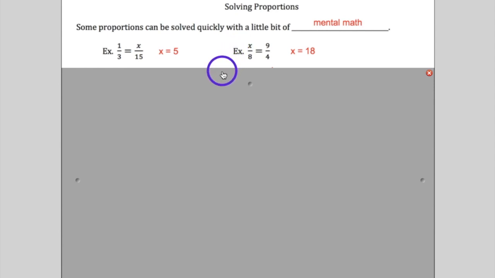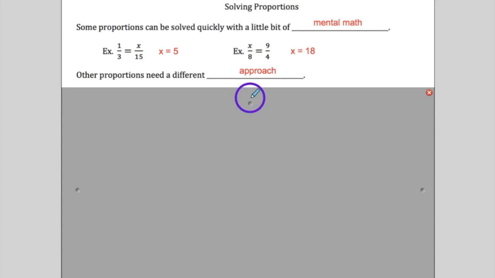Another one that might be a little bit trickier, but still some of you can solve this with mental math. What over 8 would reduce to the same as 9 over 4? And so you'd be asking yourself, how many times does 4 go into 9? And that equivalent would be how many times 8 goes into 18, making x equal to 18.